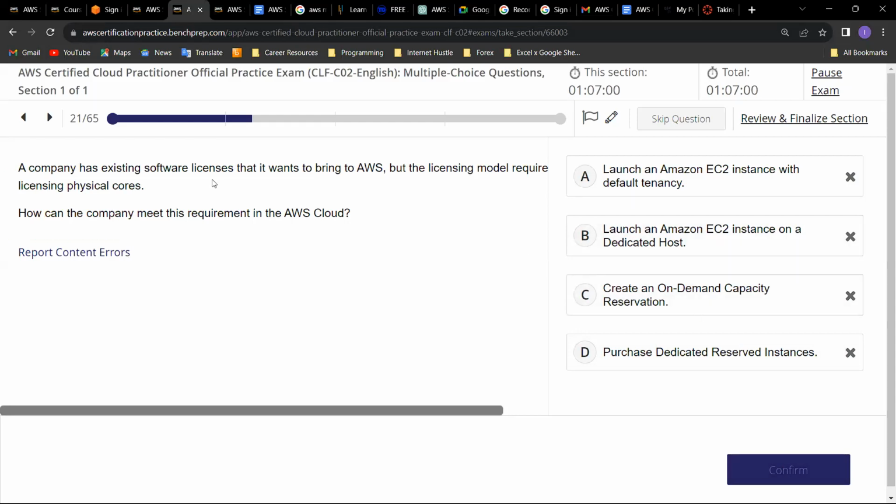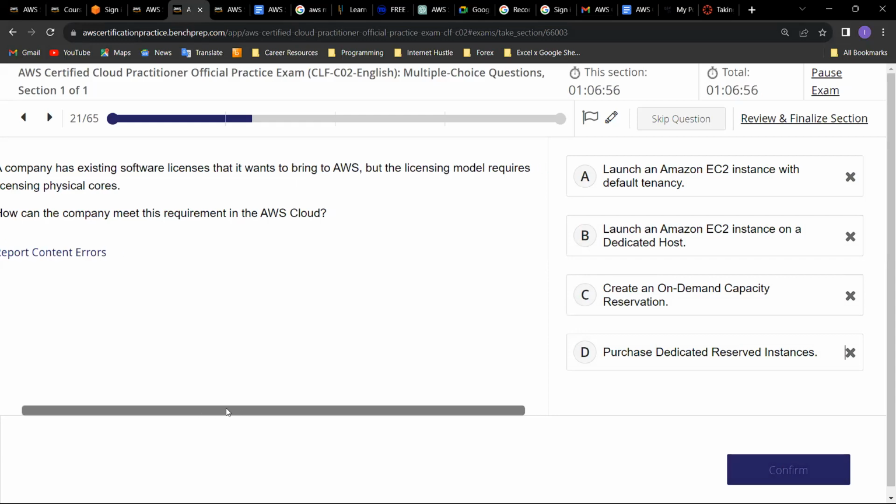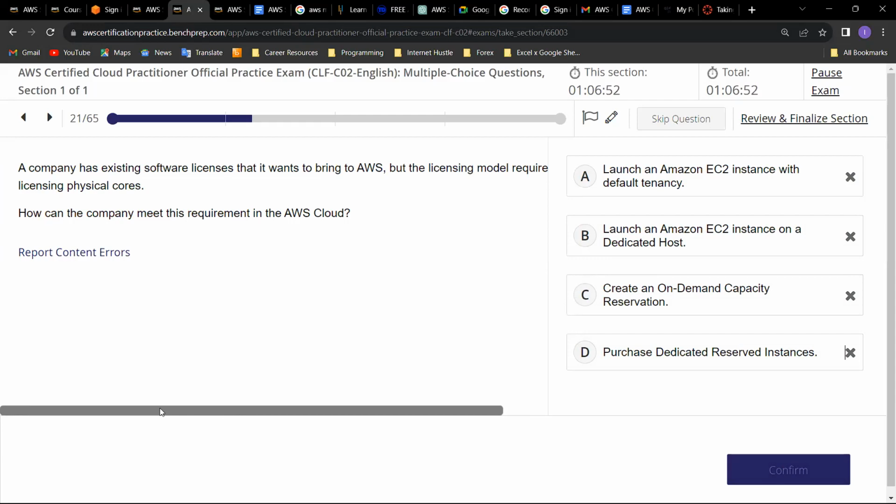A company has existing software licenses that it wants to bring to AWS, but the licensing model requires licensing physical cores. How can the company meet this requirement in the AWS cloud?